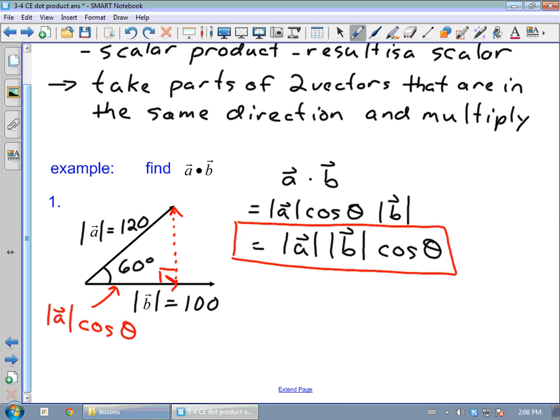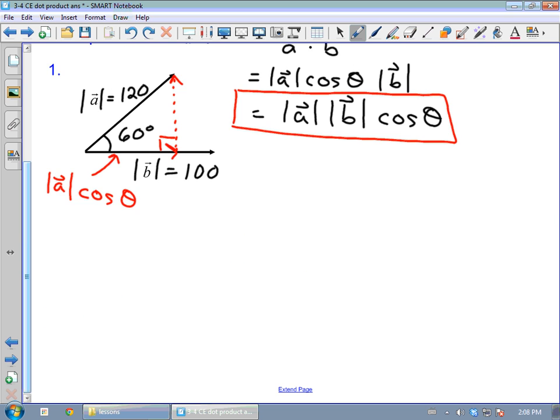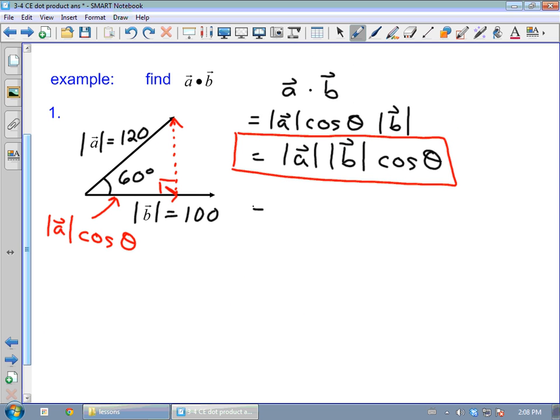Okay, so in this case, all we need to do is take our magnitude of A, 120, our magnitude of B, 100, cosine of the angle between them, which is 60 degrees, and punch this into our calculator and work out what it is.